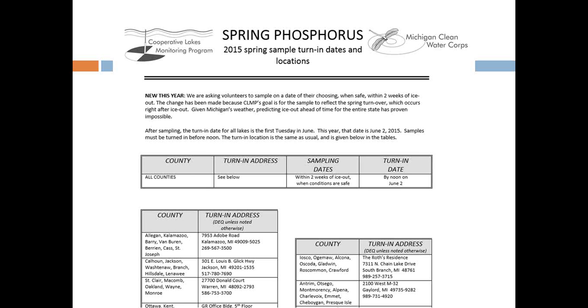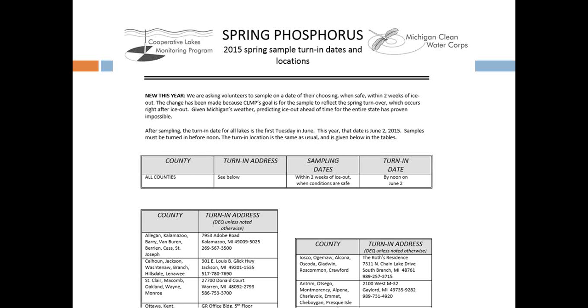The schedule is flexible because it's just within 2 weeks of that ice out, and we ask you to determine when that ice out is. The turn-in is not flexible. The turn-in date for spring phosphorus, which is coming up in about a month, is on June 2, and it's before noon.